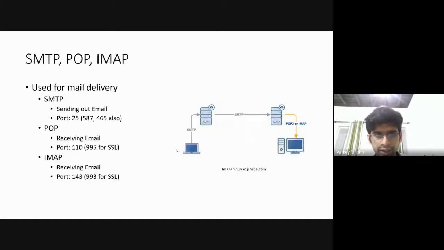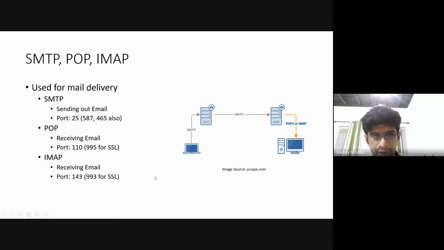Then you have SMTP, POP, and IMAP. These are mail protocols. SMTP is used for sending out mails. Let's say you want to send mails out, that uses port 25. It also uses 587 and 465. And then POP and IMAP are used for receiving the emails. There are some small differences about deleting mails that are already received. That's one of the main differences between POP and IMAP. So they use these ports.